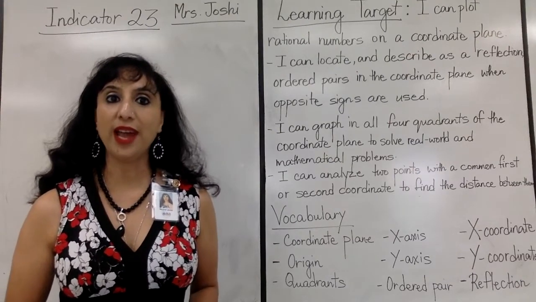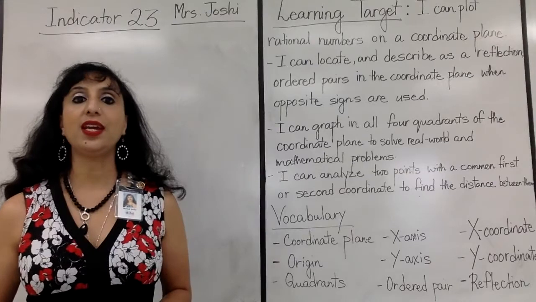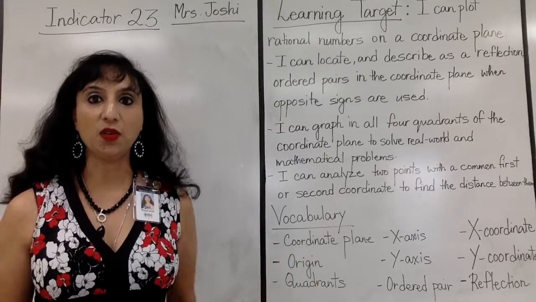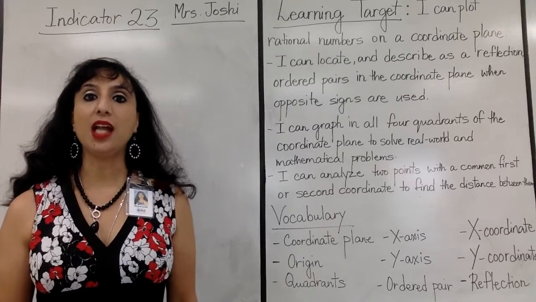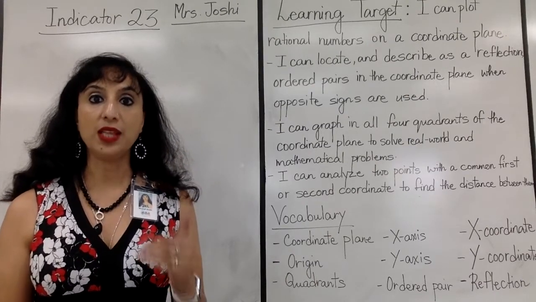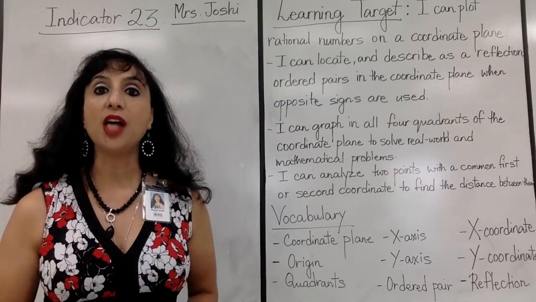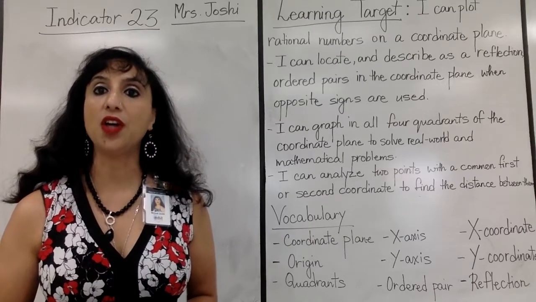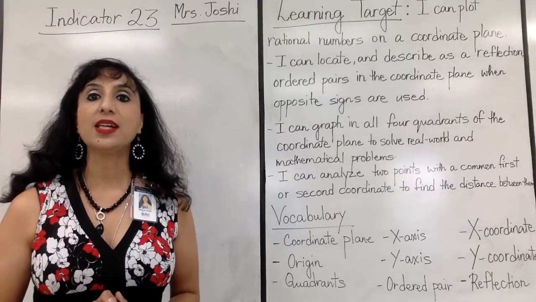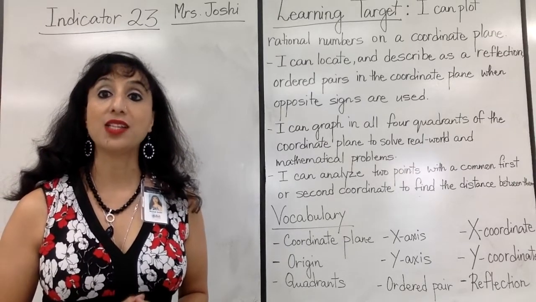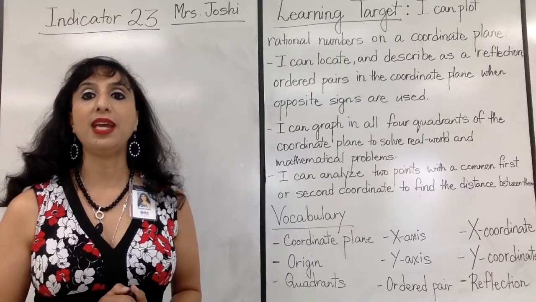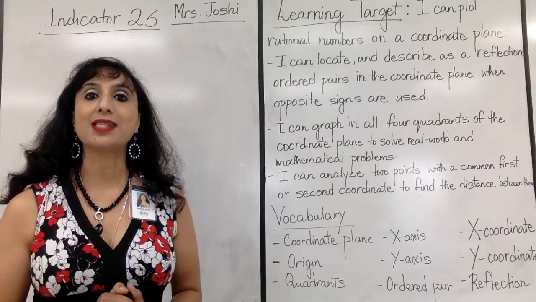Indicator 23 now, and indicator 23 is all about coordinate graphing, okay? So you can see our learning target, it covers a whole lot of things in this indicator. I can plot rational numbers on a coordinate plane, okay? I can locate and describe as a reflection ordered pairs in the coordinate plane when opposite signs are used.